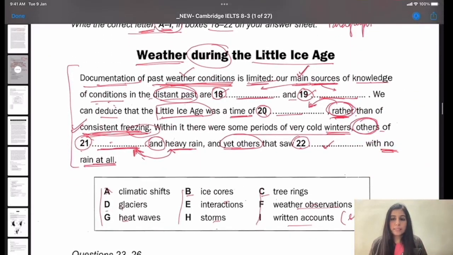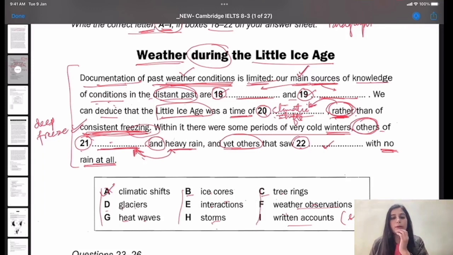So let's go back and see what this sentence is talking about. We can deduce that the Little Ice Age was a time of dash rather than of consistent freezing. So instead of consistent freezing, in the paragraph it's written deep freeze. So what could be the answer? Now they're talking about climatic shifts. So that will be the answer. There are changes. No other word here suggests changes. Time of climatic shifts. So this becomes the answer. You can try and put other options in the answer. It will not make sense.